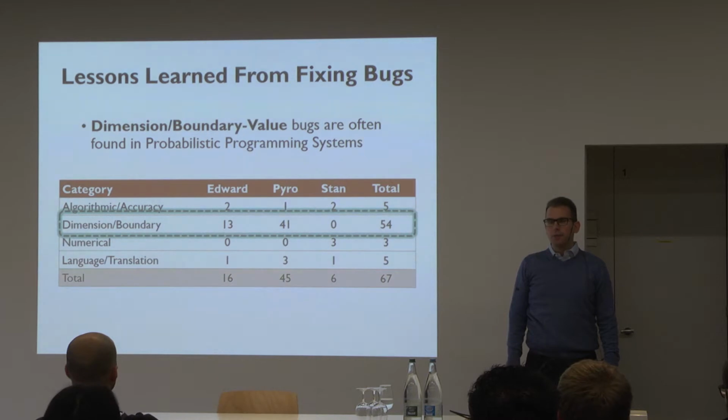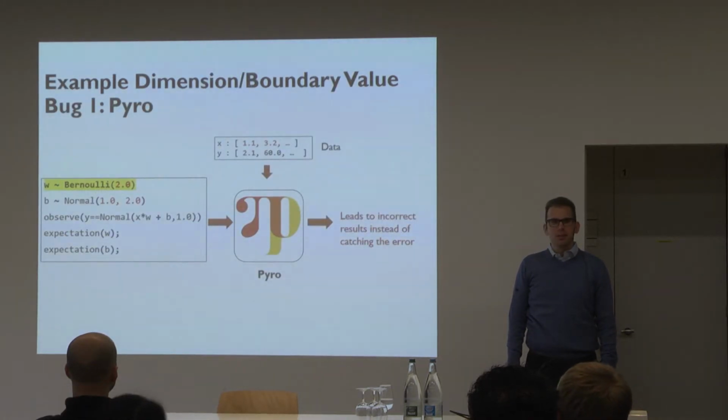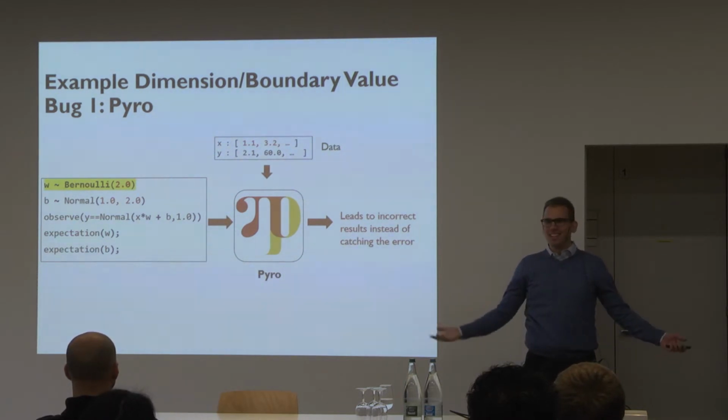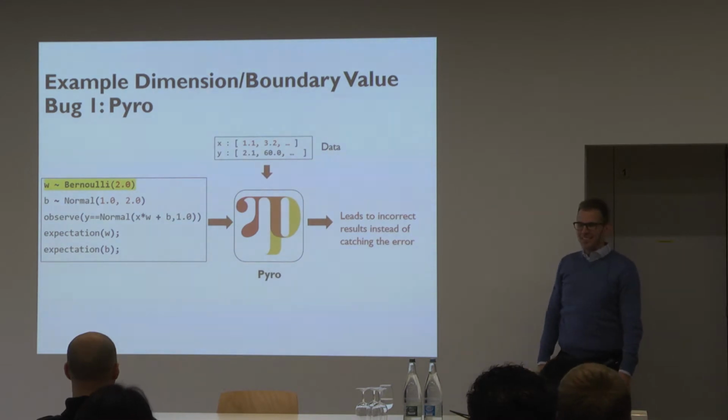So how do some of these bugs look? Here's one example. Can you spot a bug? I marked it in yellow. We have a Bernoulli distribution with probability 2.0. Probabilities can go only between 0 and 1. So you know what you get? You get a number. What does that number mean? Something. But it's not really something that's useful.